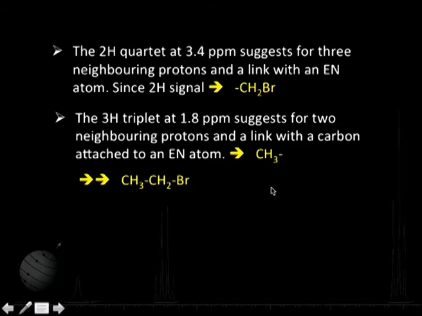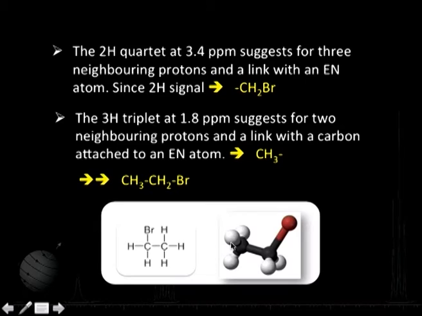Putting the two things together, this fragment and this fragment, the structure comes out to be CH3CH2Br, and that is the molecule we are dealing with. We are dealing with 1-bromoethane, or ethyl bromide as you used to call it. Okay. So, that is one very simple example we have taken.